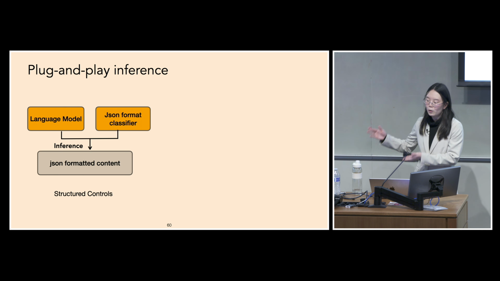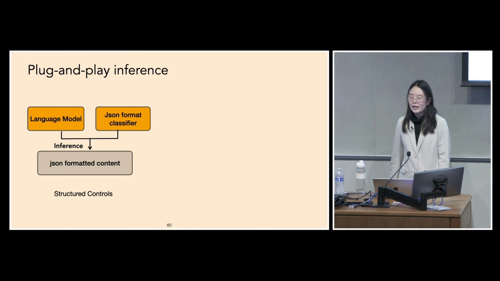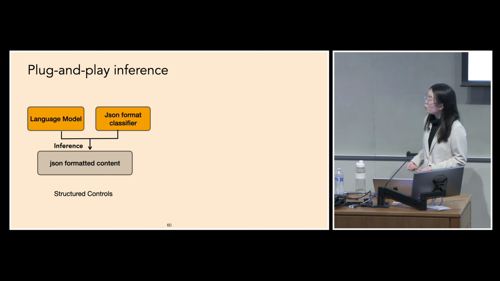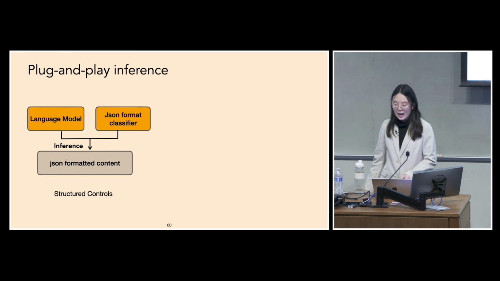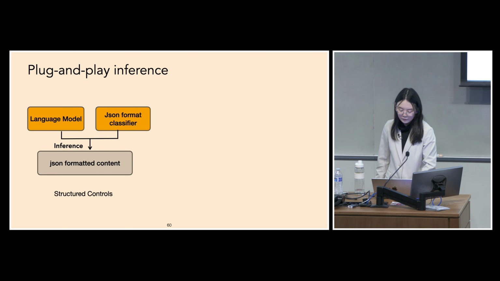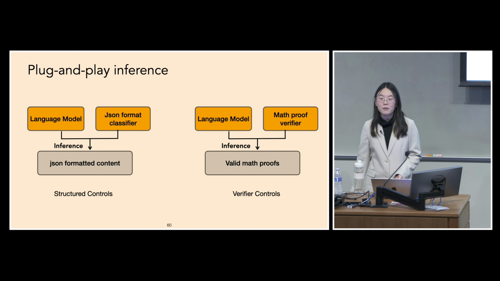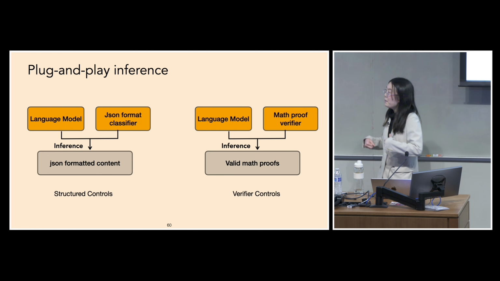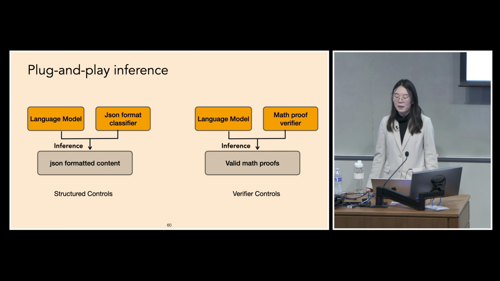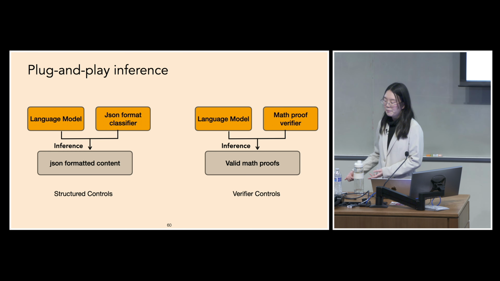So here's another example of the control criteria. Suppose that we need to parse the language model outputs, and we want it to be exactly in JSON format. Then we could specify this control criteria as a classifier, and apply this plug-and-play framework to generate JSON-formatted content. Looking further ahead, the same framework could be extended to mathematical reasoning. We could plug in a math verifier and use that to steer text generation towards producing valid math proofs. So this form of reasoning could be a really exciting future direction in math.